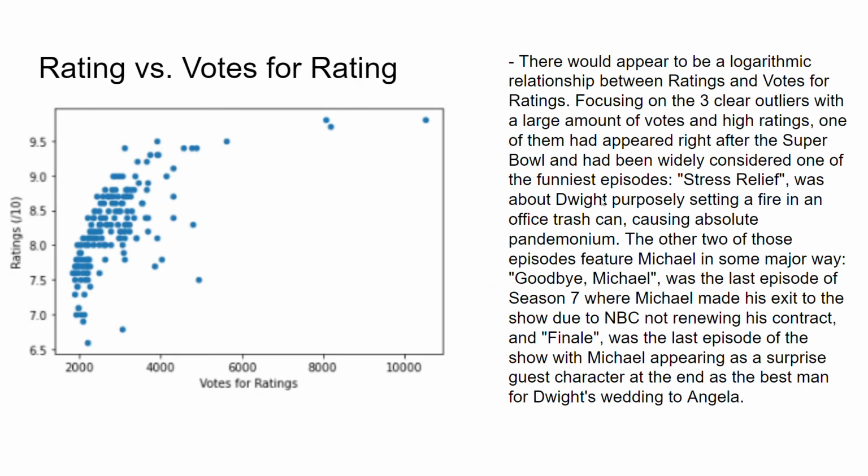So let's continue to the features that we will be using in our model: rating versus votes for rating. There would appear to be a logarithmic relationship between ratings and votes for ratings. Focusing on the 3 clear outliers with a large amount of votes and high ratings, one of them appeared right after the Super Bowl and has been widely considered one of the funniest episodes, Stress Relief, and was about Dwight personally setting fire to an office trash can, causing absolute pandemonium and Stanley to get a heart attack.